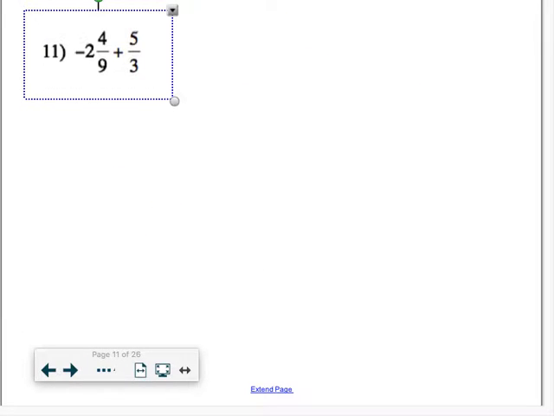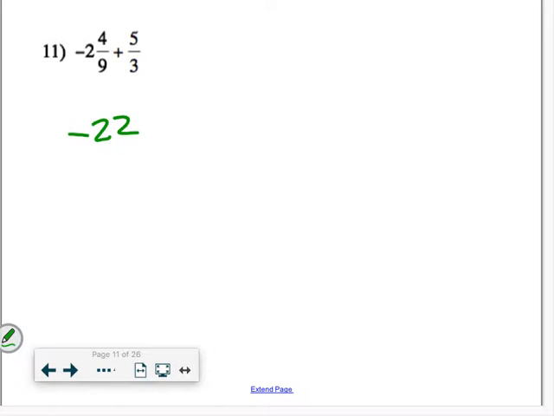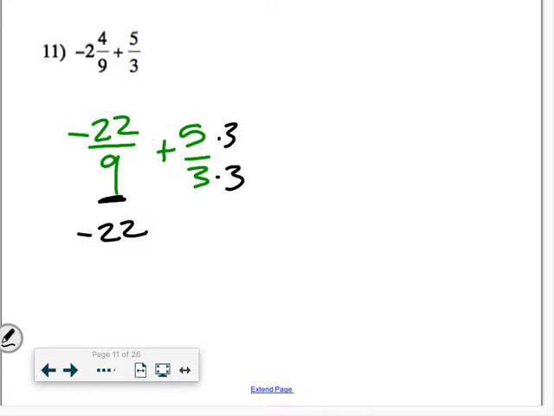Alright, no common denominator here. So I'm going to make it into -22 over 9. Remember, 9 times 2 plus 4, plus 5/3. Lowest common denominator here is 9. Again, you could do 9 times 3, that'd be 27, but that's more work. Times top and bottom by 3. You get -22 over 9, that stays, plus 15 over 9.